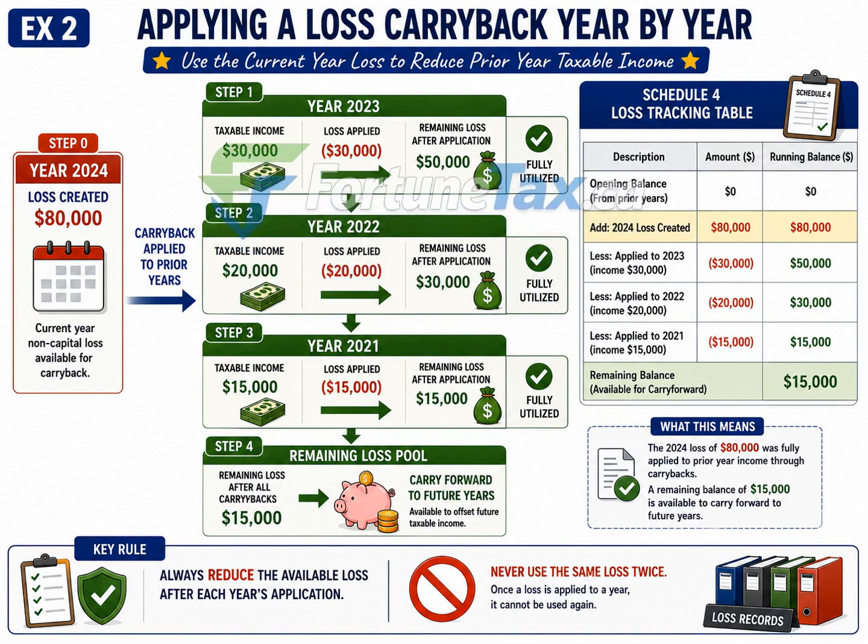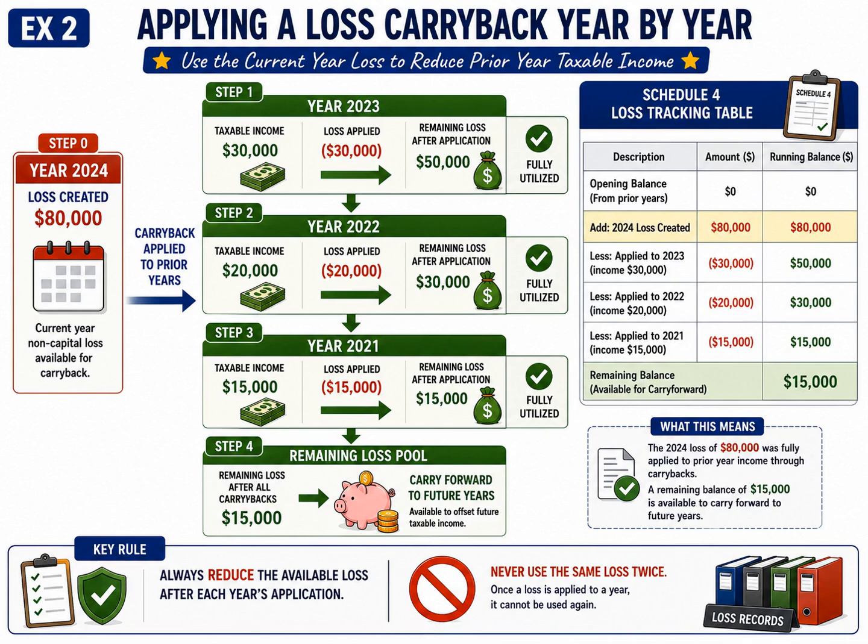Throughout this entire process, Schedule 4 acts as the corporation's official tracking record. It records the original loss created during the current year, the amount applied to each previous taxation year, and the remaining balance after every adjustment. This ensures complete continuity from one tax year to the next.